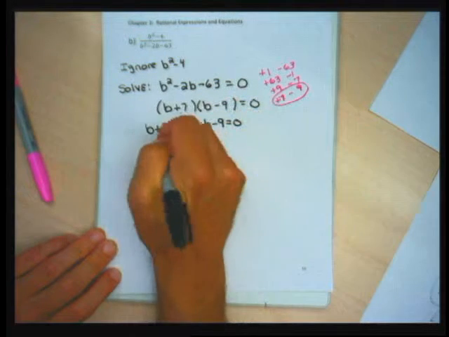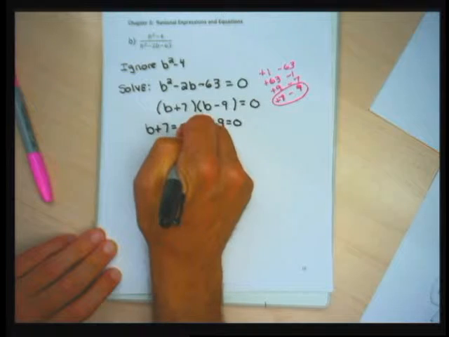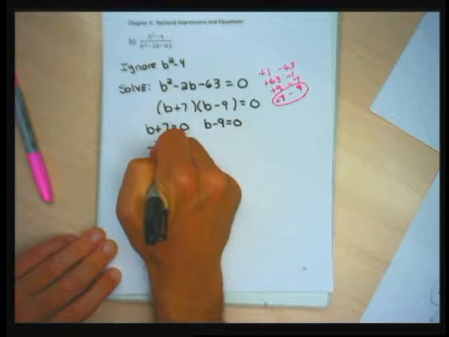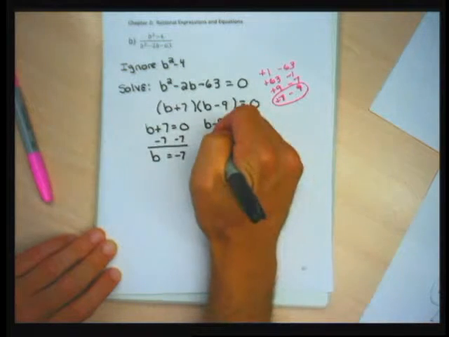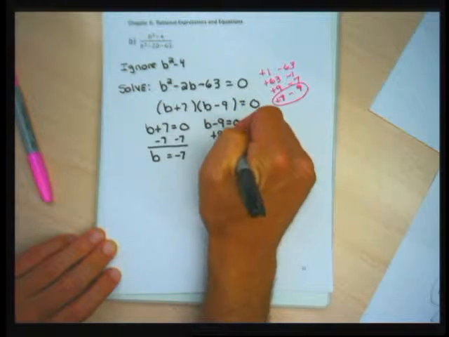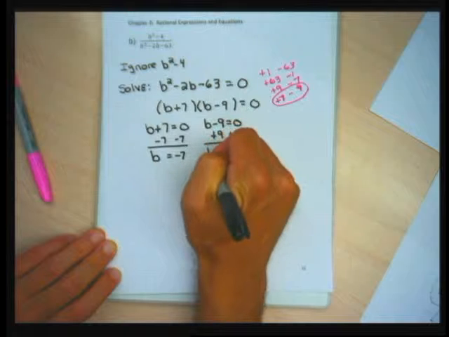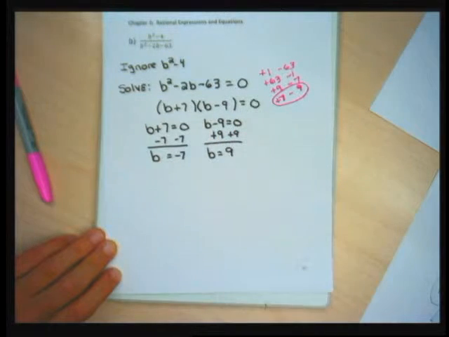When I set the b plus 7 equal to 0, I'm not done. I'm going to minus 7 from both sides and get b equal to negative 7. When I take the b minus 9 and set it equal to 0, I'm going to add 9 to both sides and get b equal to 9. Those are the numbers that belong in my answer.